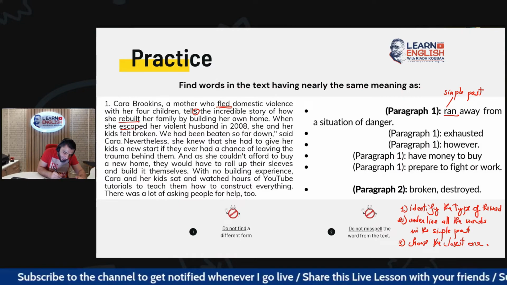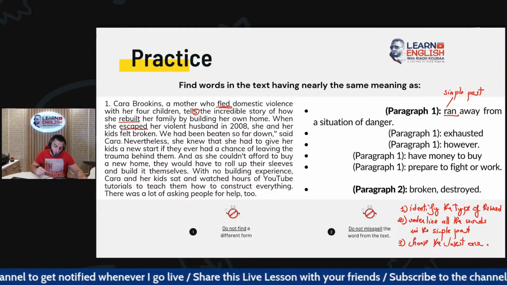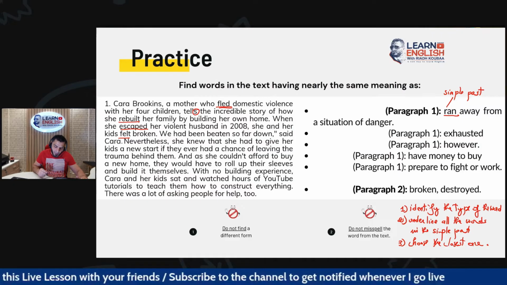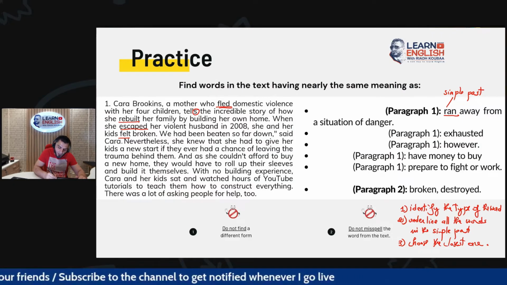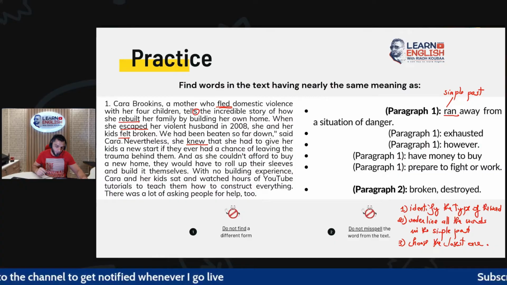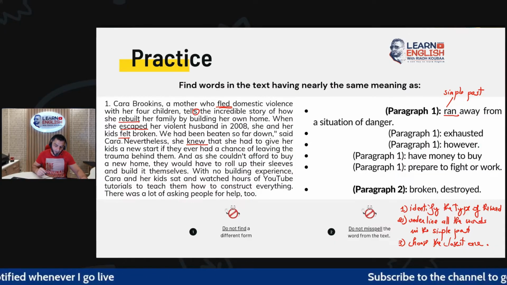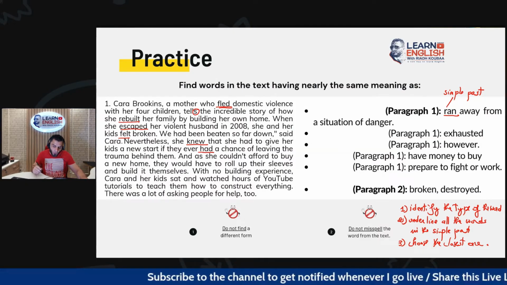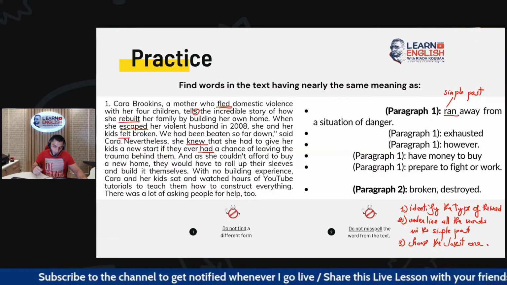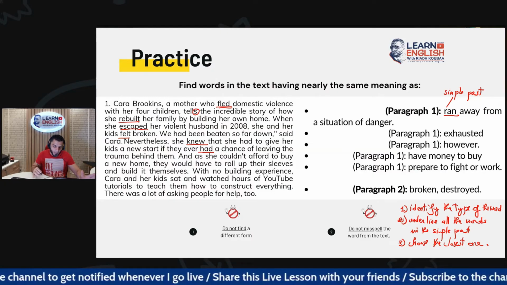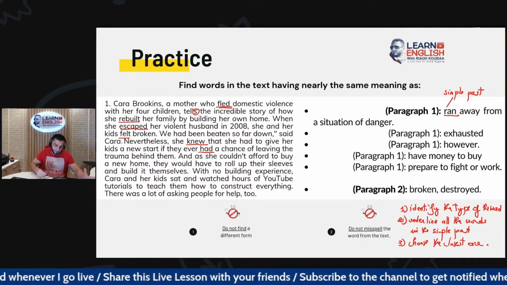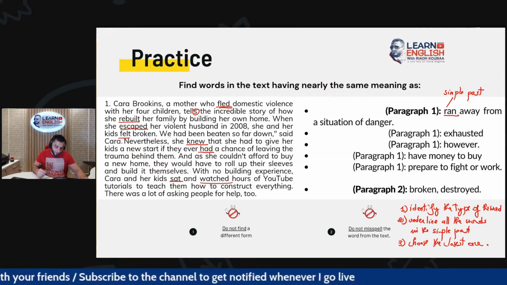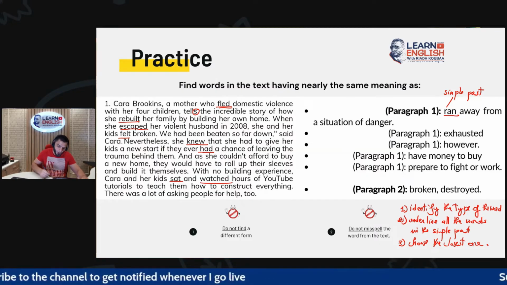When she escaped her violent husband in 2008, she and her kids felt broken. She had been beaten so far down, said Kara. Nevertheless, she knew that she had to give her new kids a new start if they ever had a chance of leaving the trauma behind them. So had is also a simple past verb. As she couldn't afford to buy a new home, they would have to roll up their sleeves and build it themselves. With no building experience, Kara and her kids sat and watched hours of YouTube tutorials to teach them how to construct everything. There was a lot of asking people for help.